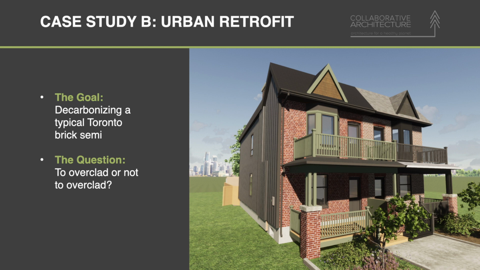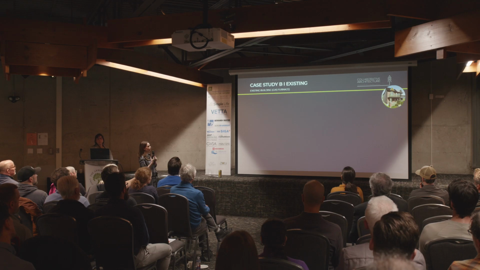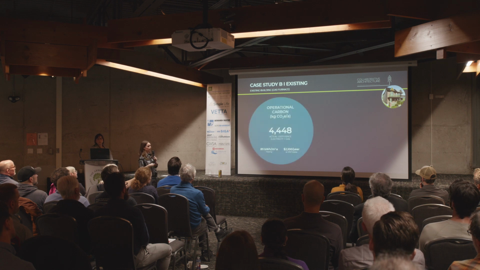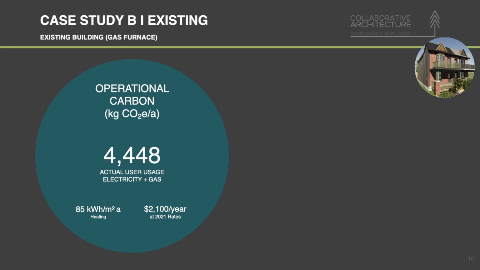We divided it into 3 different phases, the first one being the existing. So we have the existing building with the gas furnace, and we can see we're currently using 4,500 kilograms of CO2 equivalent. We also put that down here in heating demand, because that's probably a number that most of you understand a little better.